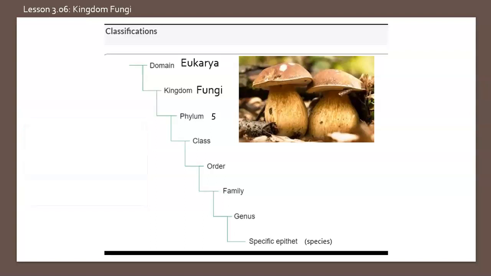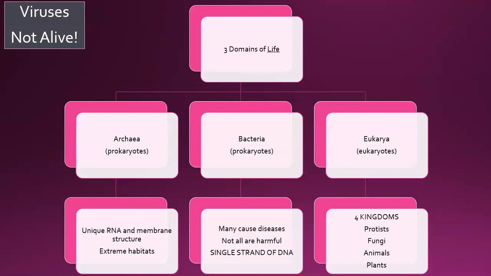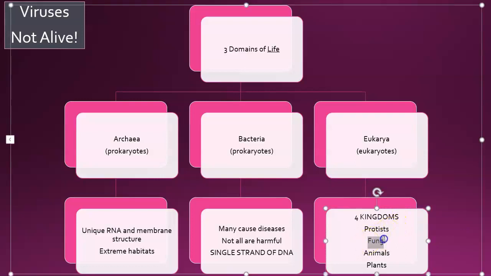So we're in the eukarya domain still. Let me show you this. We're in the eukarya domain. Remember, there are 3 domains of living organisms, and we are here in eukarya. And then within the eukarya domain, there are 4 kingdoms. We've already covered kingdom protista, and today we're working on kingdom fungi.